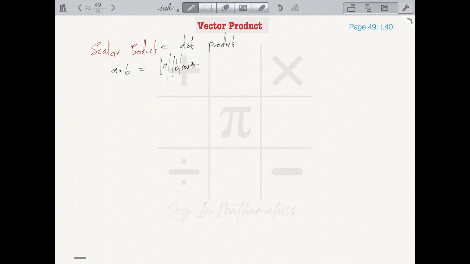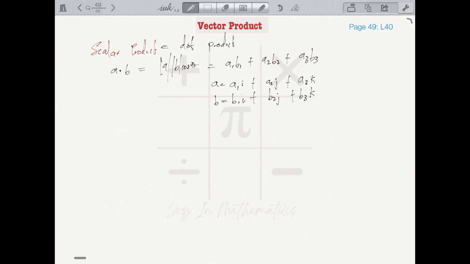Similarly, we can say that it is also equal to A1B1 plus A2B2 plus A3B3, understanding that A is equal to A1i plus A2j plus A3k, and B is equal to B1i plus B2j plus B3k.